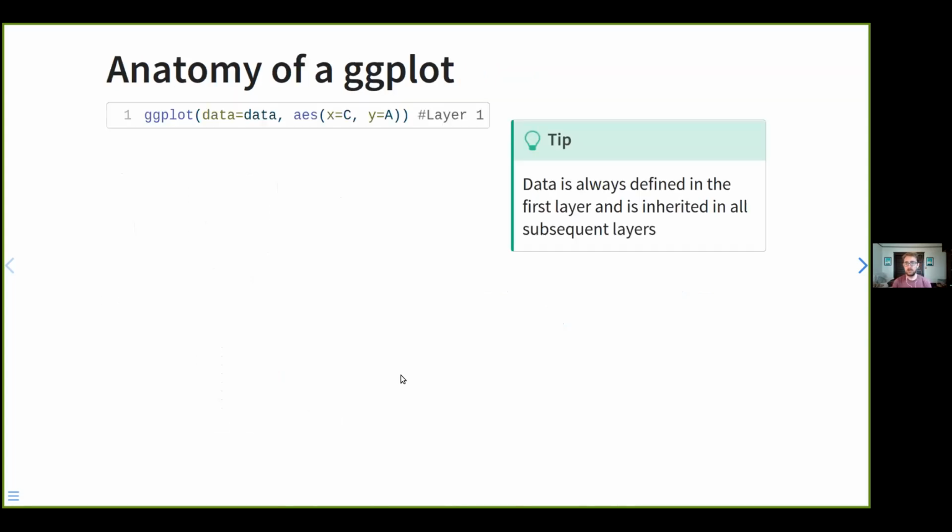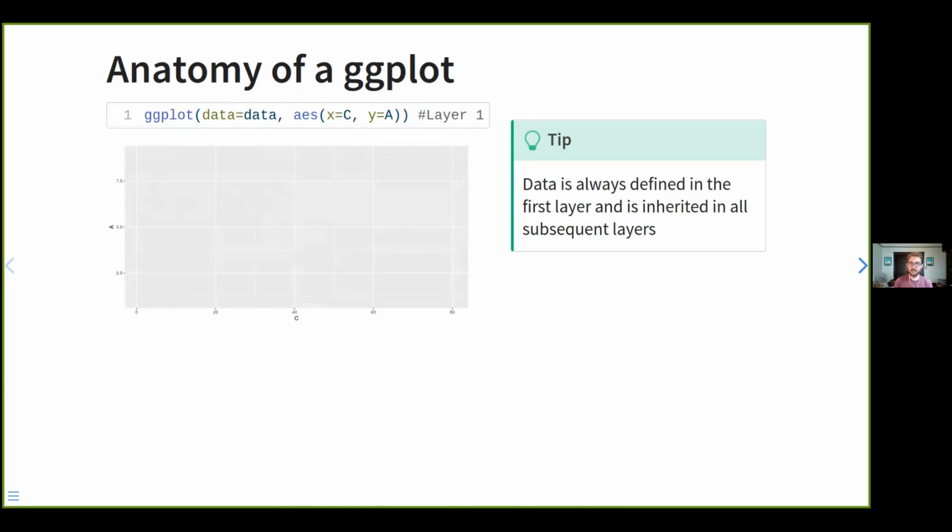So, anatomy of a ggplot. Anytime you want to make a ggplot object in R, the first thing you do is use the ggplot function. The first thing you need to feed it is whatever data you're using, and this is a data frame. We talked about data frame objects in R last week. You tell it what data frame to use, and you also use this function called aes. We'll learn more about what this means in a second, but it is basically specifying the X and the Y axis for now. This is your first layer, and you can actually run this code by itself, and what you get is a blank plot, right?